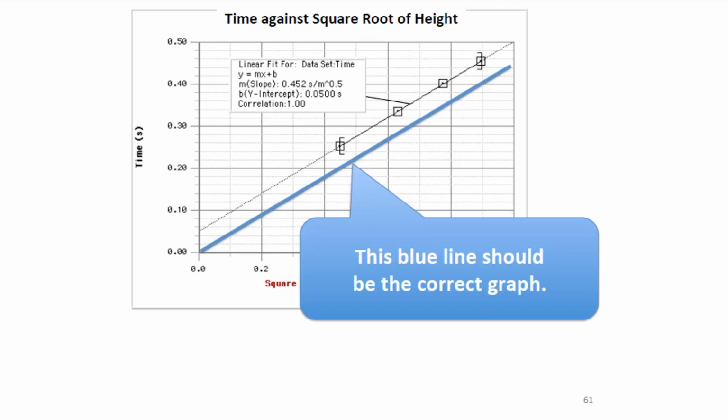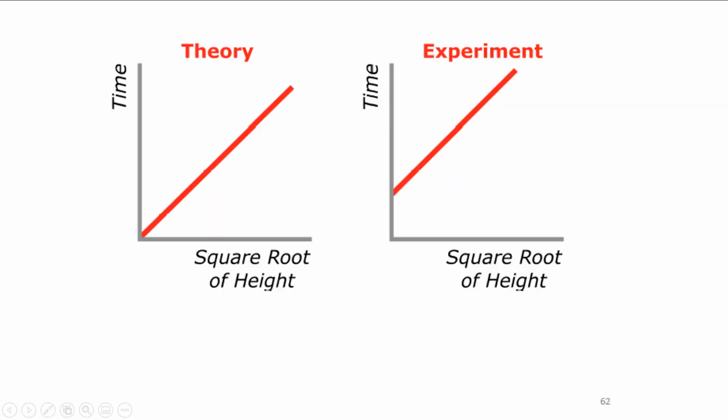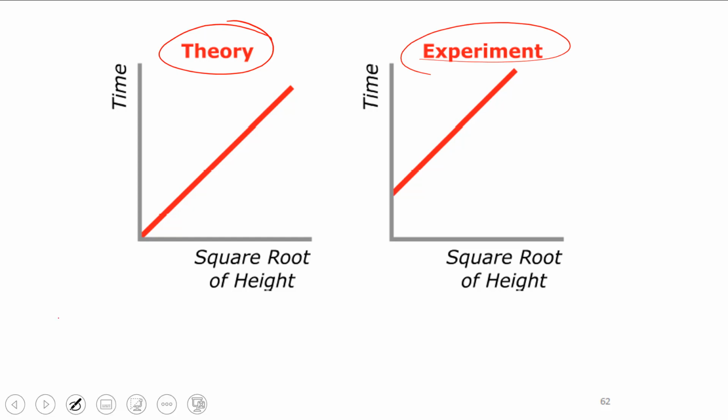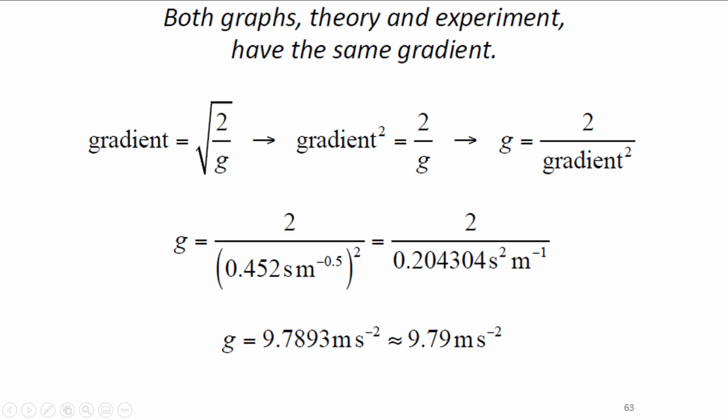So the blue line is what we would expect, and this black line is what we actually get. So this is our theory, and this is what we get in our experiment. Notice that their slopes are the same. So we can still set the slope equal to root 2 over g. We proved that the slope is root 2 over g from theory. And if we solve for g, slope squared is 2 over g, so g is equal to 2 over the slope squared.